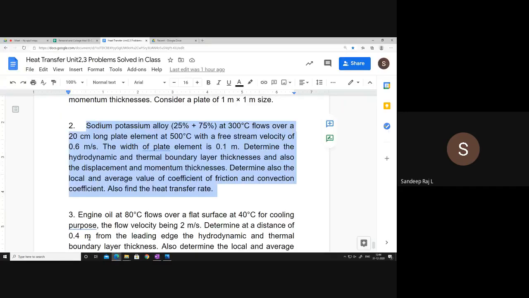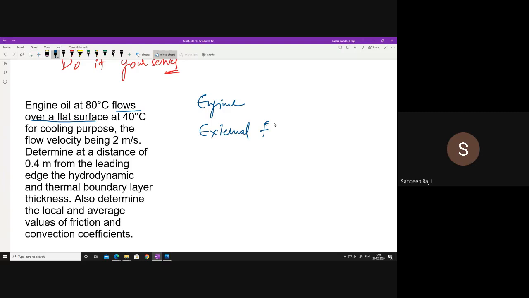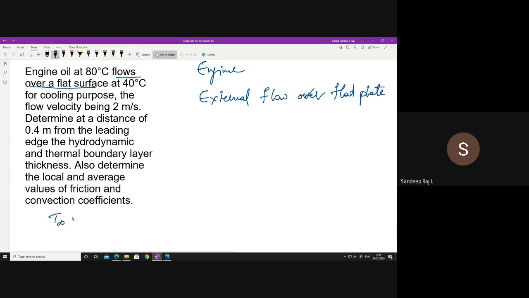And now let me move to the next problem, that is the engine oil one. In this question, the material is given as engine oil and it flows over a flat surface, so it's an external flow over a flat plate. T infinity is 80 degrees centigrade. T wall is given as 40 degrees centigrade.